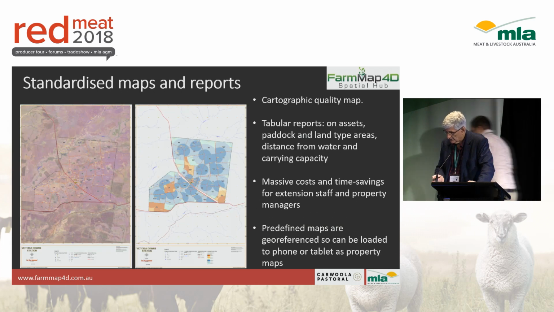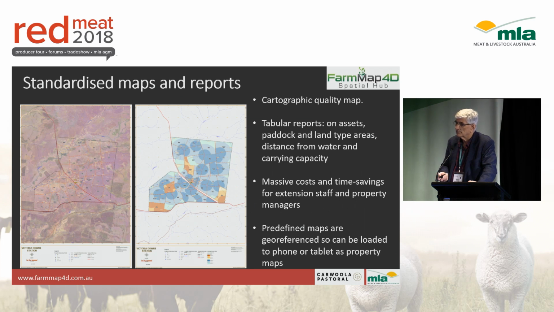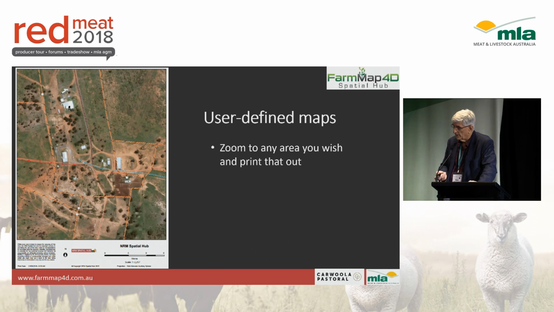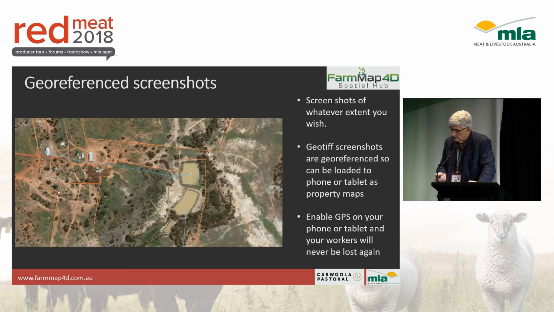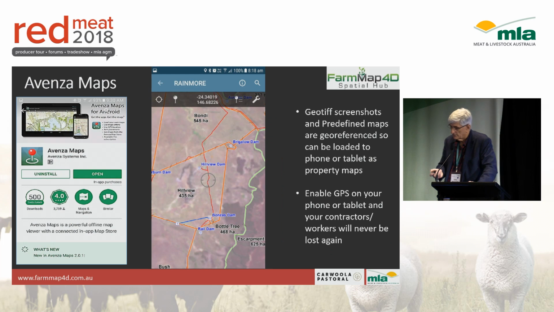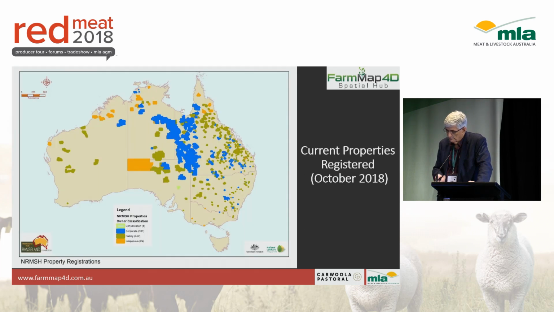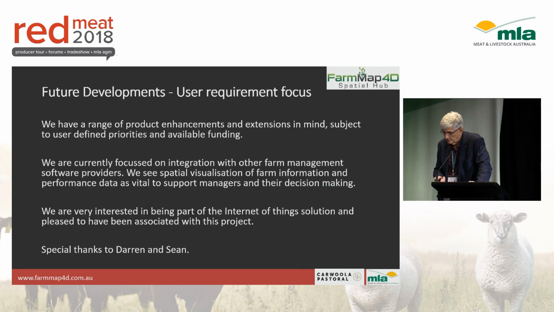So the mapping options are there, with standardised mapping that you can print off and report on. You can define your own user maps. You can have geo-referenced screenshots, and you can transport any of your maps onto handheld devices using Avenza. At the moment we've got about 500 members and look after about 10% of the land area of Australia.